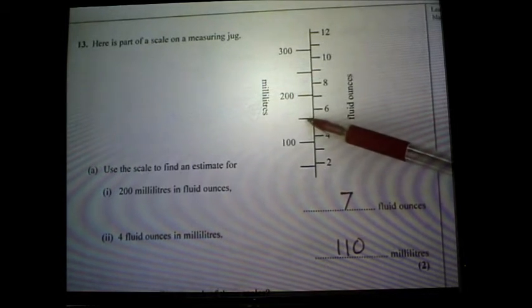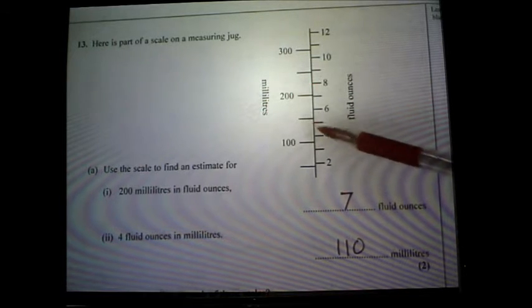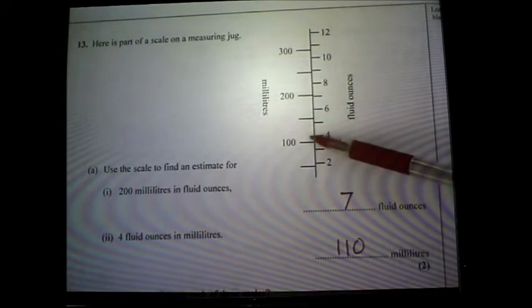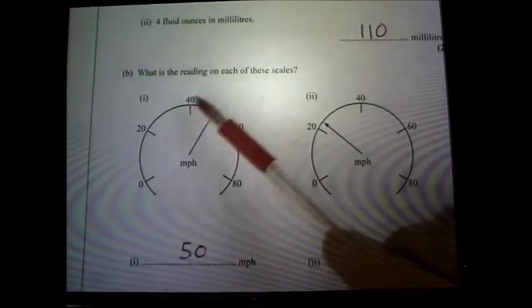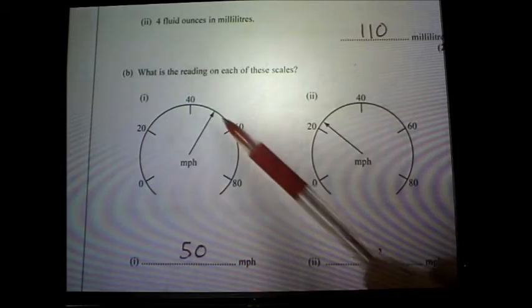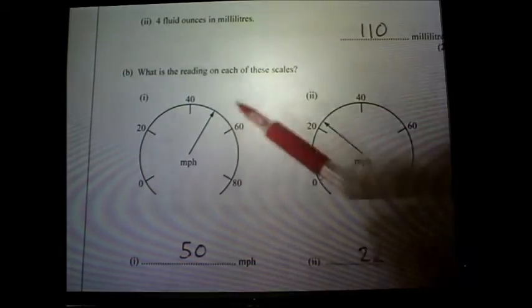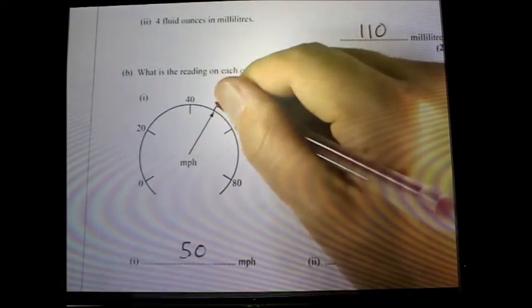I think that there is 150. So I thought that there was probably about 110. So that's why I put 110. Read these scales, that's between 40 and 50, 40 and 60 rather, so that will be 50 in the middle there, so 40, 50, 60.